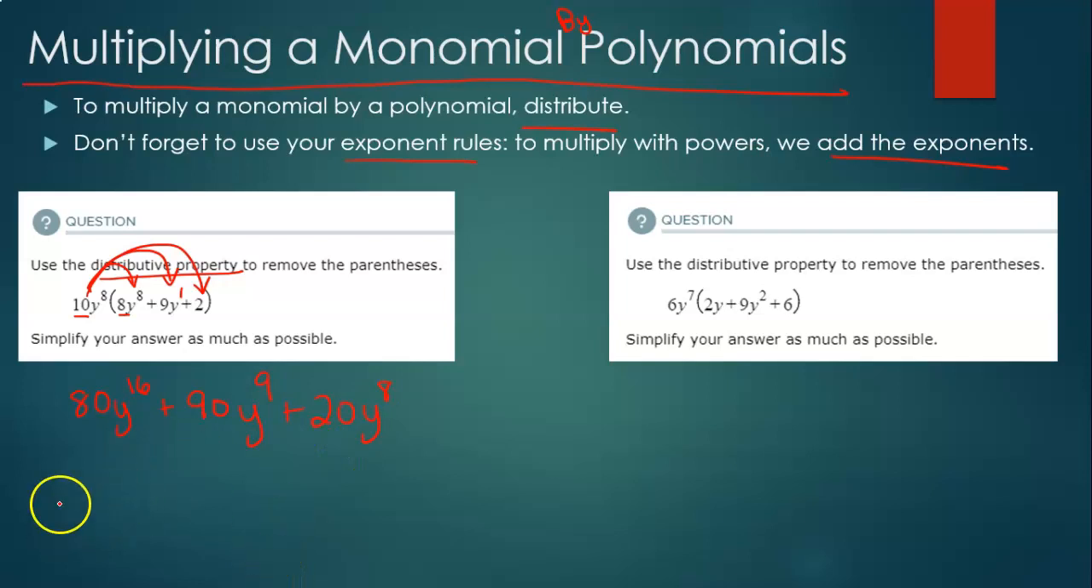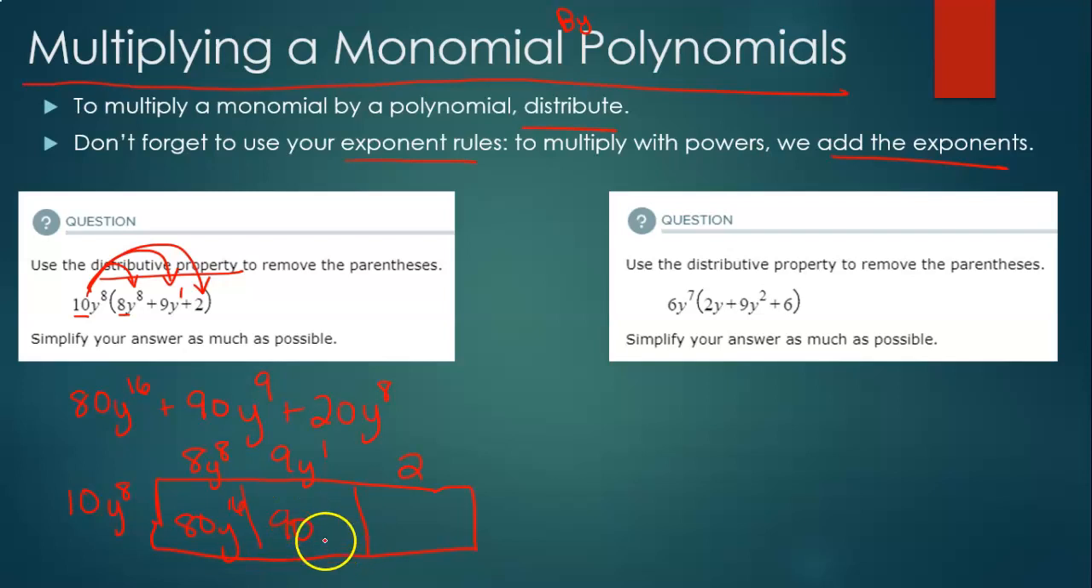You also can use something that we call the box method to do this. If we have 10y to the 8th being multiplied by 3 things, I can make a box that has 3 sections. Sorry, I can't make a very neat box using this. So that's y to the 8th, 9y to the 1st, and 2. And I can multiply each of these things. 10 times 8 is 80. Y to the 8th times y to the 8 is y to the 16th.